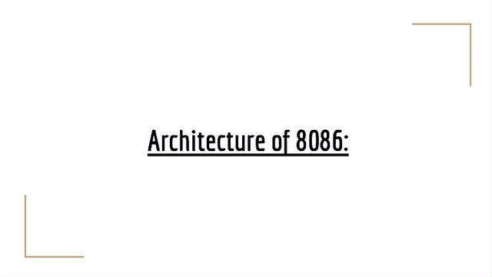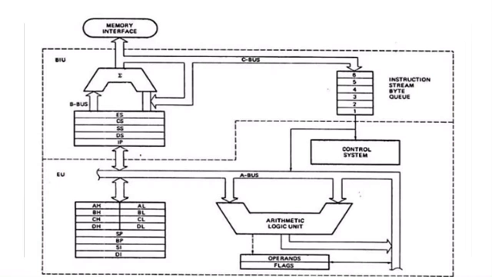Next let us see the architecture of 8086. This is the complete architecture diagram of 8086. It is a 40 pin microprocessor, as we know. The architecture is divided into two units, the bus interface unit and the execution unit. As you can see, the first part is the bus interface unit and the second part is the execution unit, and we have a memory interface above the bus interface unit. Let us see the first part first, the BIU. What does this BIU do?